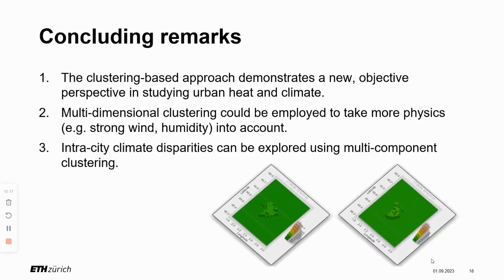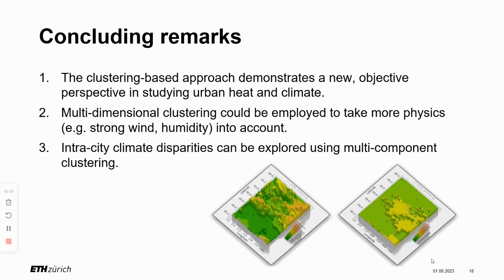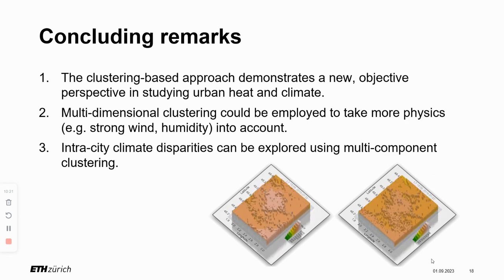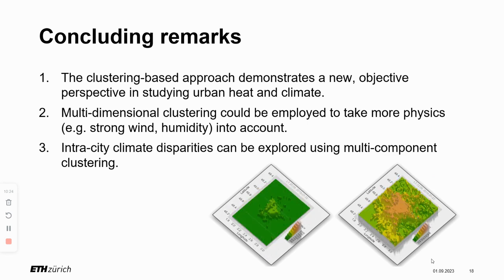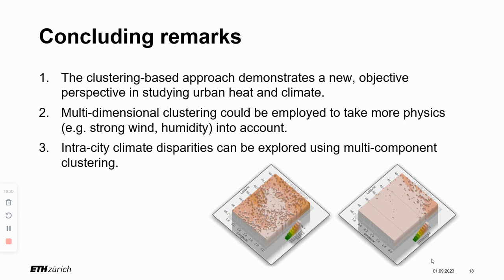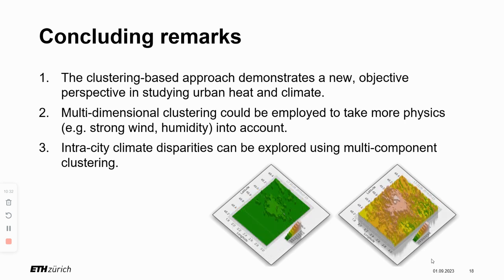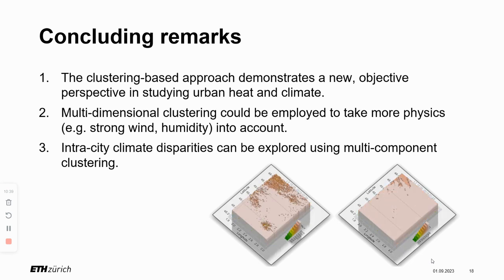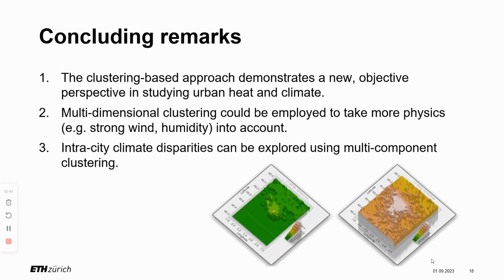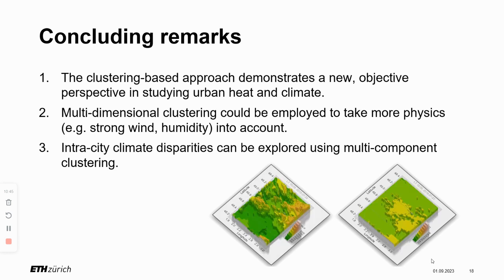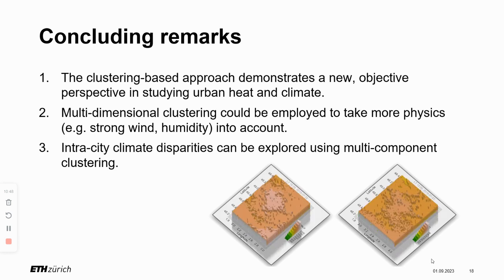So, concluding remarks. The clustering approach demonstrates a new perspective to study the heat flux and the dynamics of the planetary boundary layer. And second, multidimensional clustering. By multidimensional clustering, I mean the strong wind and moisture can be taken into account to better refine the framework. And also, the intricacy can be studied. As I said, if you are using a 3-component or 4-component clustering approach, you can study more spatial disparities.